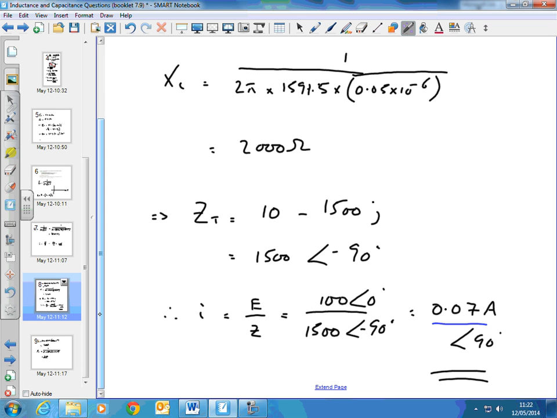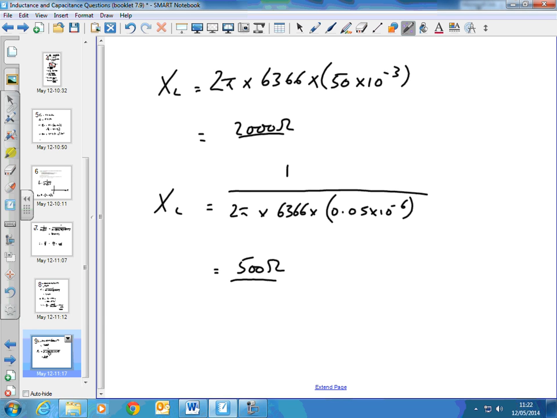And repeating for double the resonant frequency. I won't run through it in detail, but if you want to have a look, here is the solution. For the impedances XL and XC, and then the rest is the same.